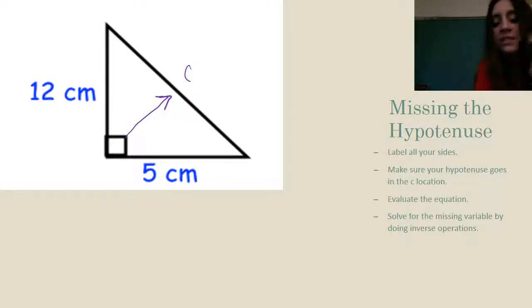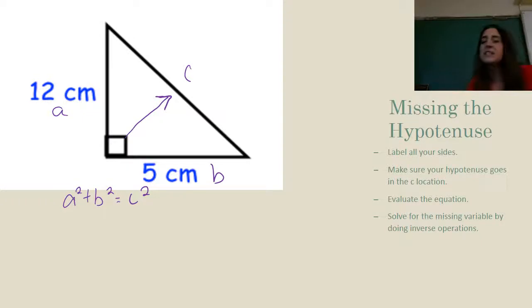Again, I'm going to use the same theorem, the Pythagorean Theorem, which is A squared plus B squared equals C squared. It doesn't matter which one's A or B. I'm going to call this one A and this one B, but it doesn't really matter if you switch them around. So that is 12 squared plus 5 squared equals C squared.